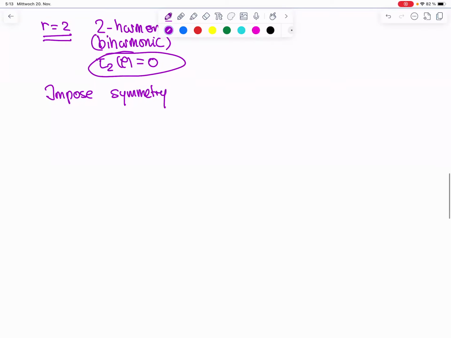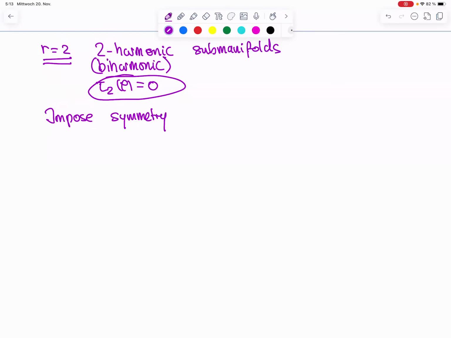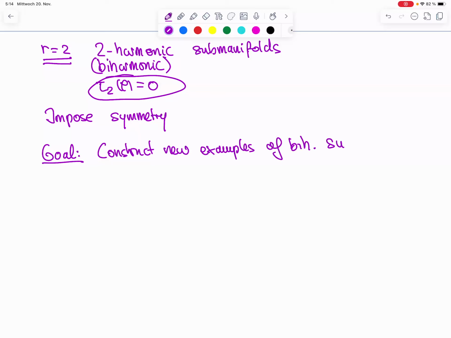And let me say what the goal is. The goal is to construct new examples of biharmonic submanifolds of cohomogeneity 1 manifolds, and to write a unified framework for some of the existing examples.